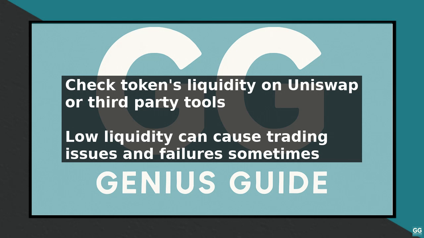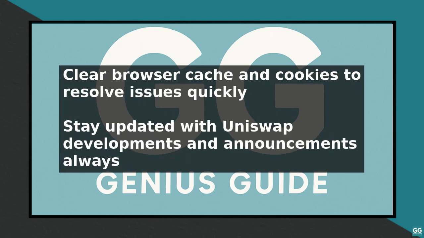Best practices include always verifying the token's contract address and checking liquidity before trading. It is also essential to stay up to date with the latest developments and announcements from Uniswap. By following these steps and best practices, you can effectively troubleshoot issues with the Uniswap token list and ensure a smooth trading experience. Remember to always prioritize caution and do your own research before making any investment decisions.